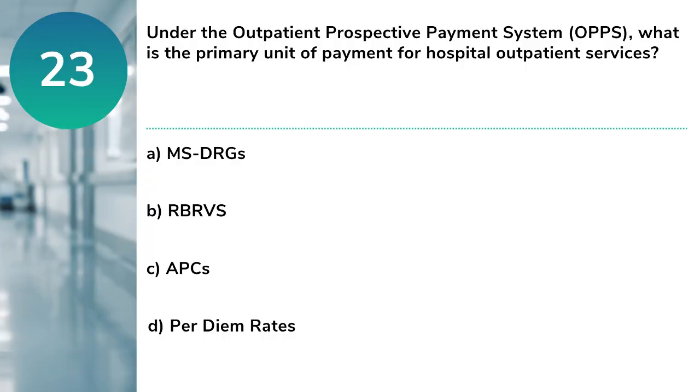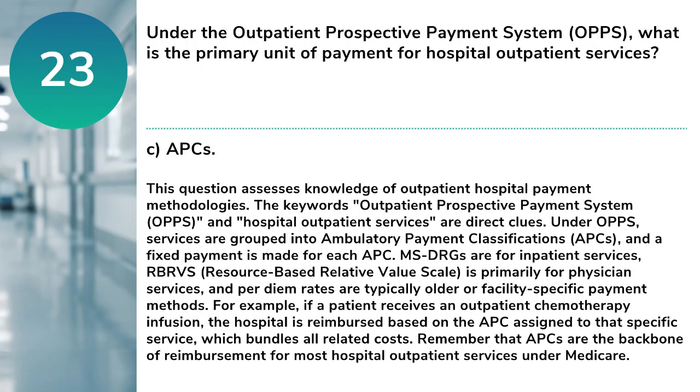Question 23. Under the Outpatient Prospective Payment System, OPPS, what is the primary unit of payment for hospital outpatient services? A. MS-DRGs. B. RBRVs. C. APCs. D. Per diem rates. Answer: C. APCs. This question assesses knowledge of outpatient hospital payment methodologies. The keywords Outpatient Prospective Payment System, OPPS, and Hospital Outpatient Services are direct clues.